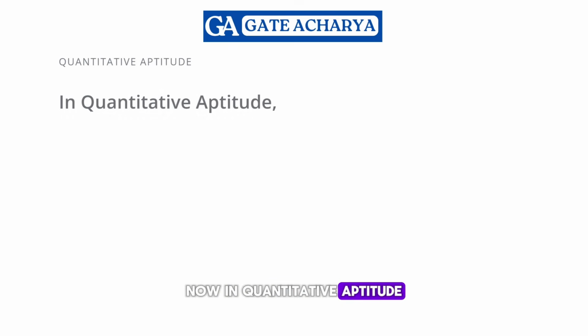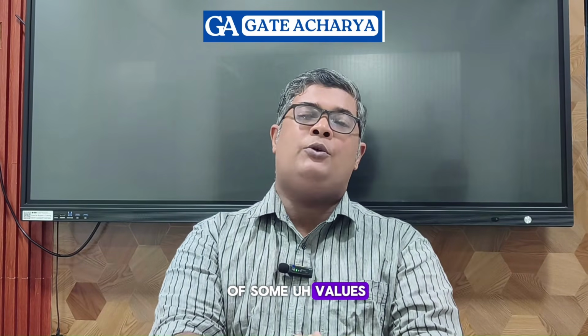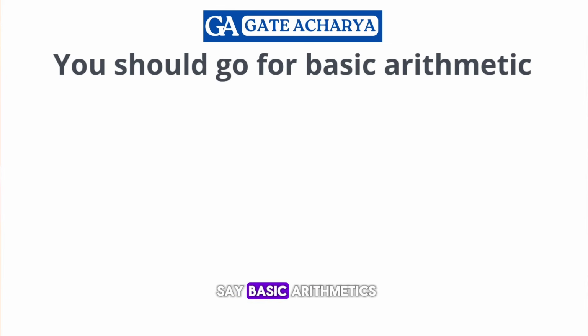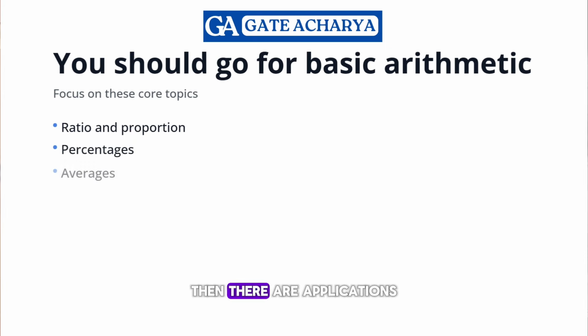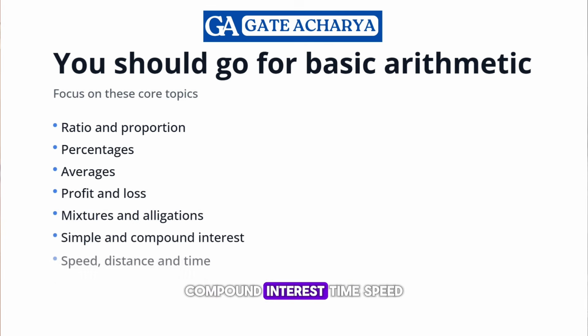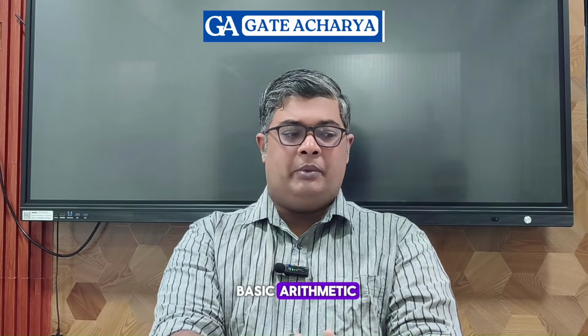In quantitative aptitude, you will be asked topics like number system. In number system, mainly HCF, LCM, or some simplification of values given there. Then you go for basic arithmetic. When I say basic arithmetic, I mean topics like ratio, proportion, percentages, averages. Then there are applications like profit and loss, alligations and mixtures, simple interest, compound interest, time, speed and distance, and time and work. These come under basic arithmetic.